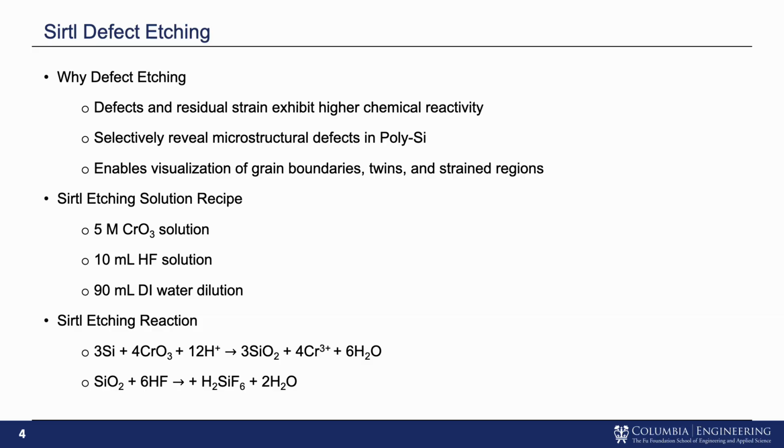On the chemical side, Secco etching solution consists of chromium trioxide and hydrofluoric acid diluted in DI water. The etching mechanism involves two coupled steps. First, silicon is oxidized by chromium trioxide, forming a thin silicon oxide layer, and then this oxide is selectively dissolved by hydrofluoric acid, exposing the underlying silicon surface. Because both oxidation and oxide dissolution proceed more rapidly at defect-rich sites, the resulting etching behavior is highly non-uniform and microstructure dependent.